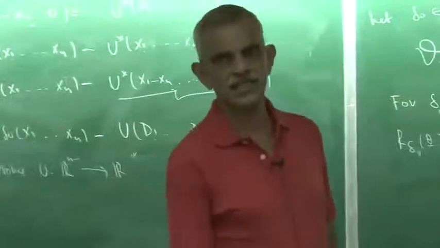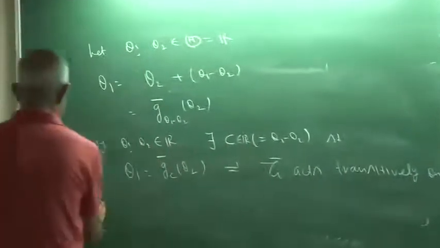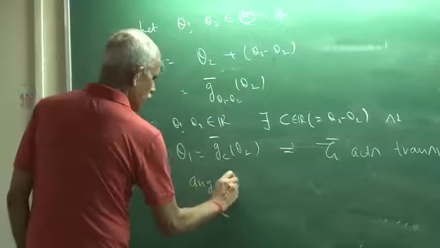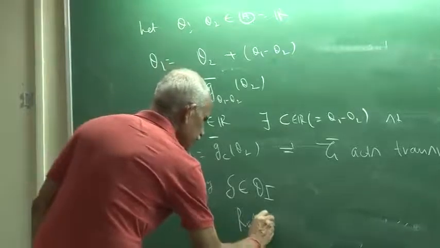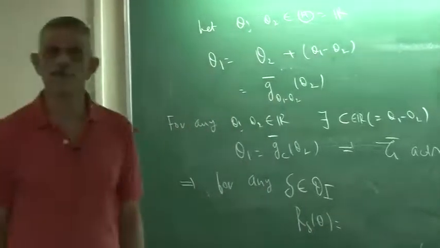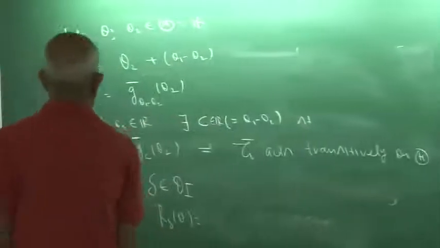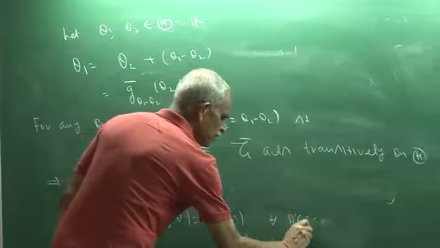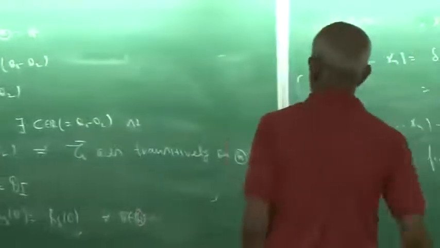Once you know that G bar acts transitively on theta, what does that mean? That means the risk of any invariant estimator is constant. So, this implies that for any invariant estimator delta belonging to D_I, R of delta, theta is constant. It does not depend on theta, or in other words, it is the same for every theta. So R of delta, theta is the same as R of delta, 0 for every theta belonging to Theta. So the risk of any invariant estimator is constant.